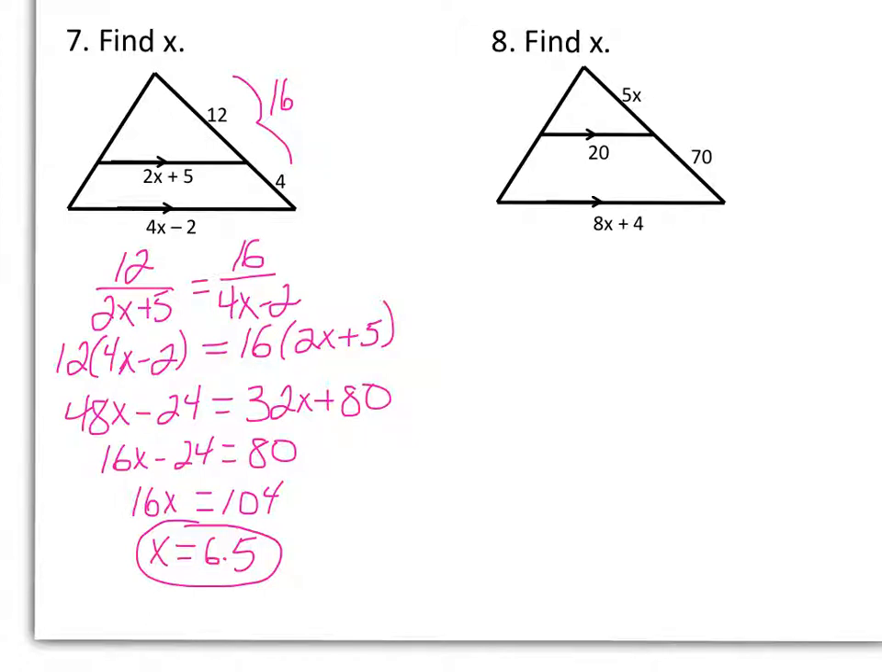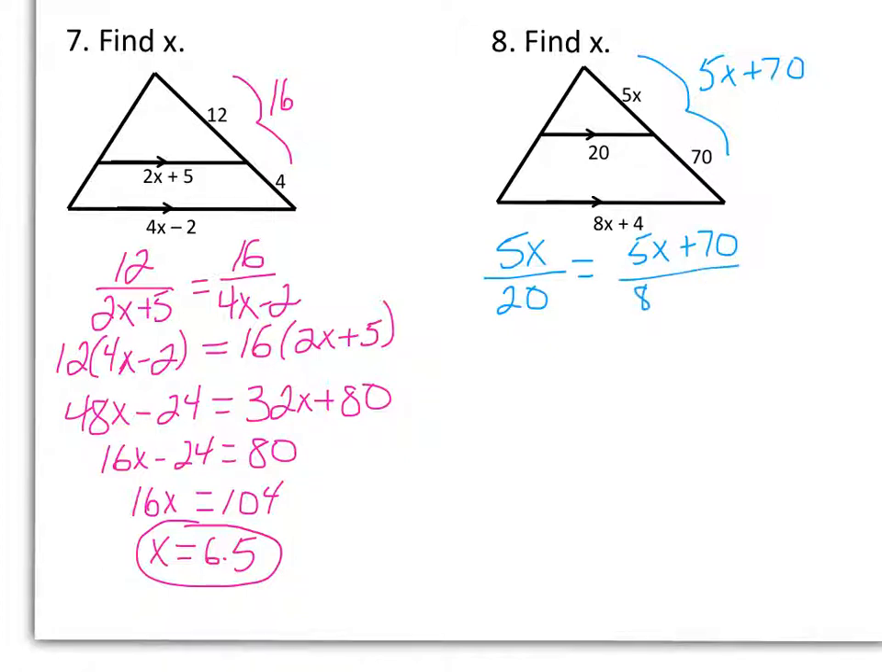All right, one last example. So side of my small triangle over base equals, now my side here will be 5x plus 70. I can't combine those. So side of my large triangle over base. All right, now this one's going to be a little trickier. We take 5x times 8x plus 4 equals 20 times 5x plus 70.